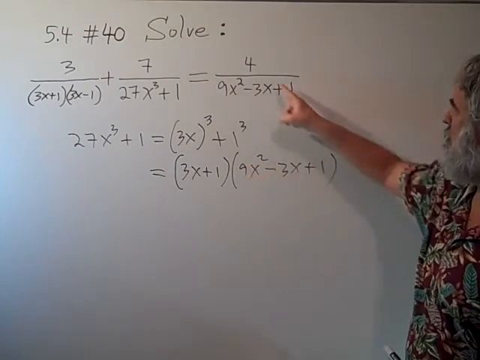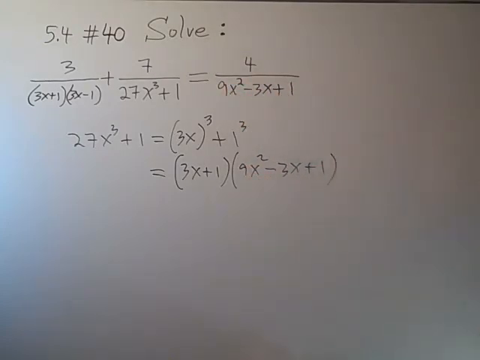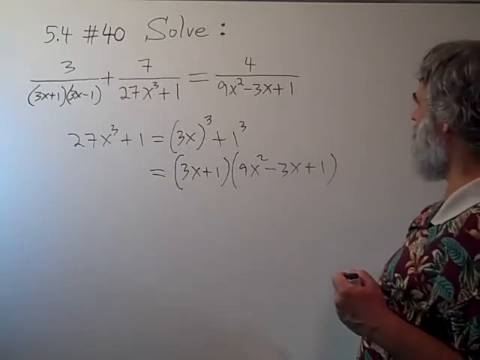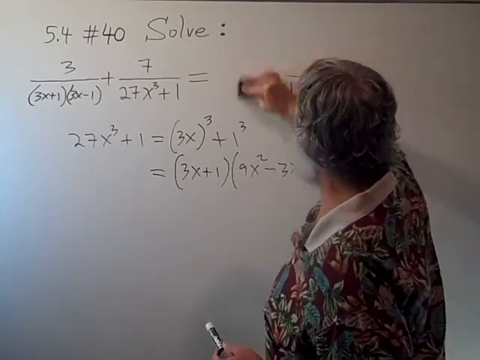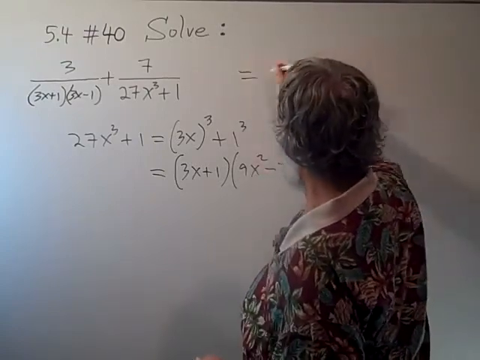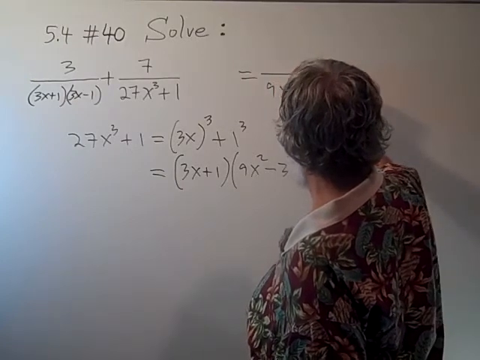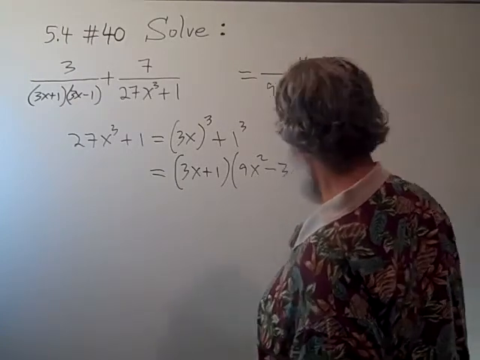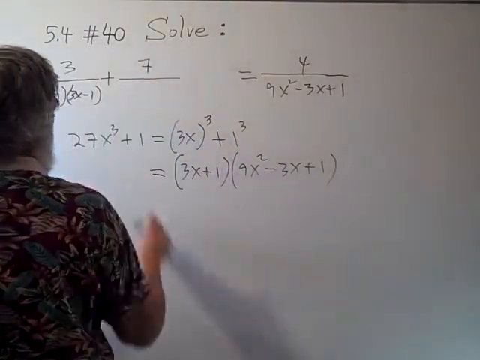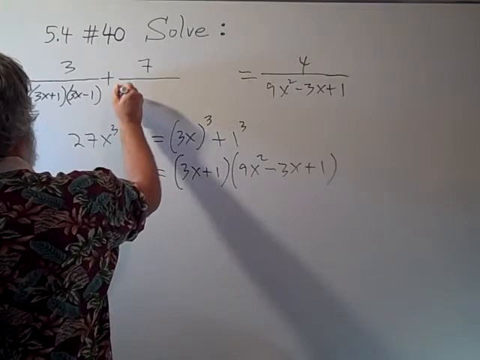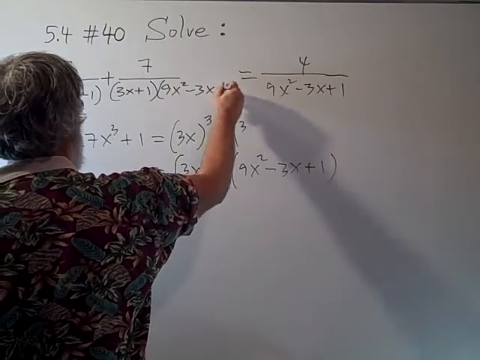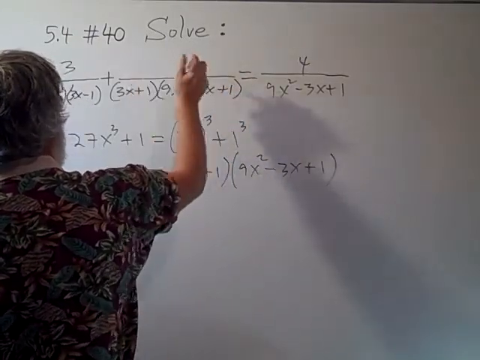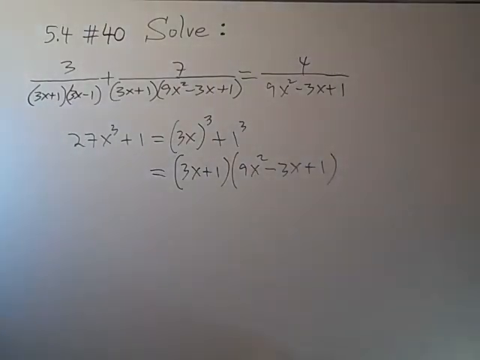Notice that this is the same factor as appears in the denominator on the right. So let's replace that middle term with that factorization. And I better give myself some more room here. Okay, so replacing this denominator with its factorization, we have 3x plus 1 times 9x squared minus 3x plus 1. 7 over that. So there's our equation with everything factored.